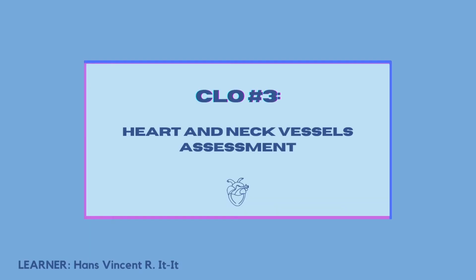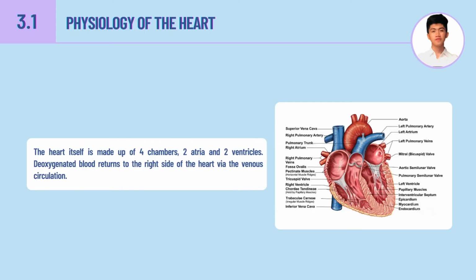Heart and neck vessel assessment. Physiology of the heart. The heart itself is made up of four chambers, two atria and two ventricles. The deoxygenated blood returns to the right side of the heart via the venous circulation. It is pumped into the right ventricle and then to the lungs, where carbon dioxide is released and oxygen is absorbed. The oxygenated blood then travels back to the left side of the heart, into the left atrium, then into the left ventricle, from where it is pumped into the aorta and arterial circulation.